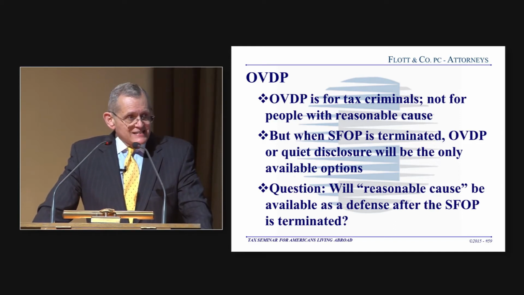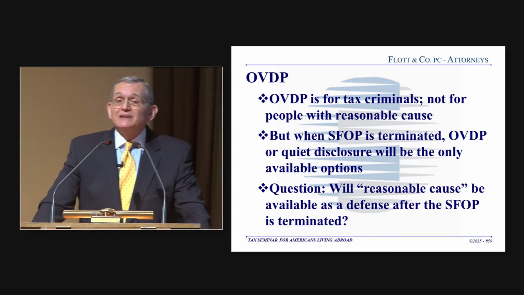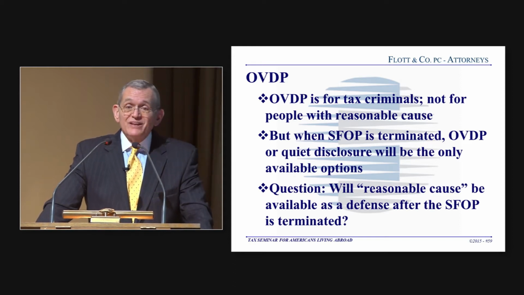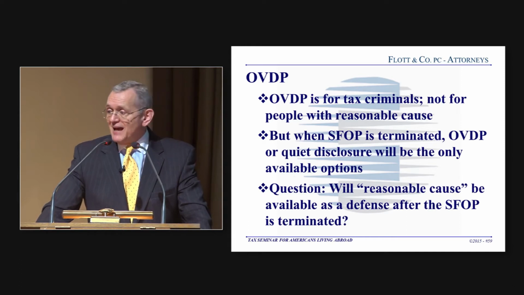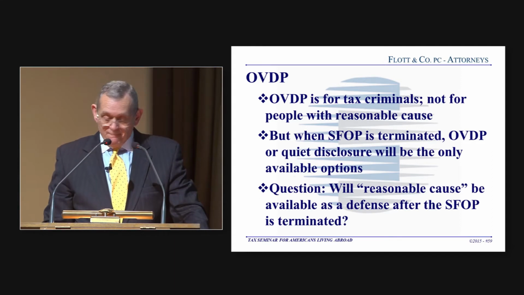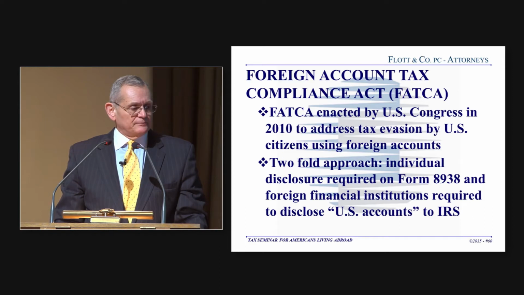The question, and you need to consider this, is when the SFOP is terminated, OVDP or quiet disclosure will be the only available options. And the problem then is, will reasonable cause be available as a defense once the SFOP is terminated? Will the service assume anybody trying to file after the program is terminated has been willful? The real question is, is there any real reason to run that risk?